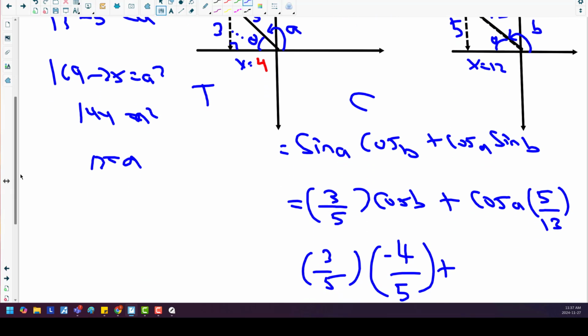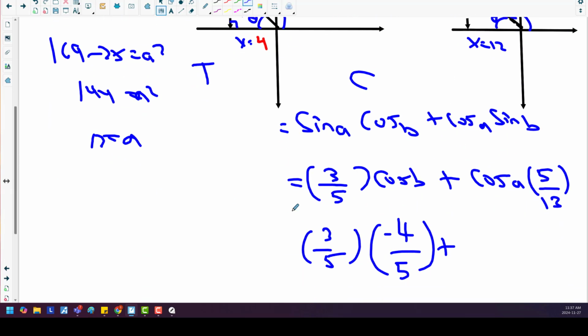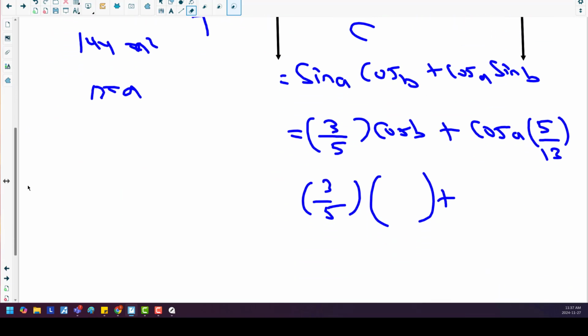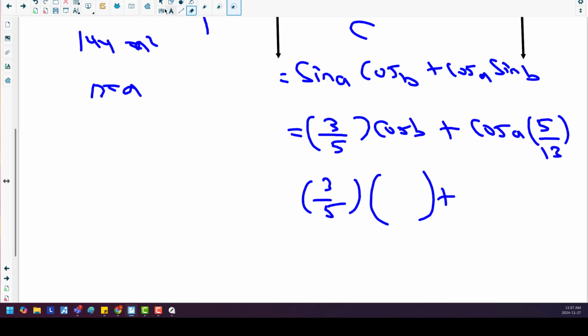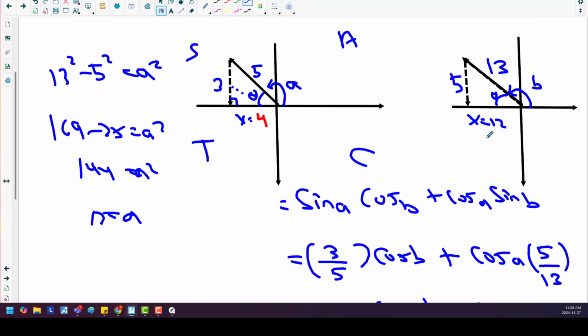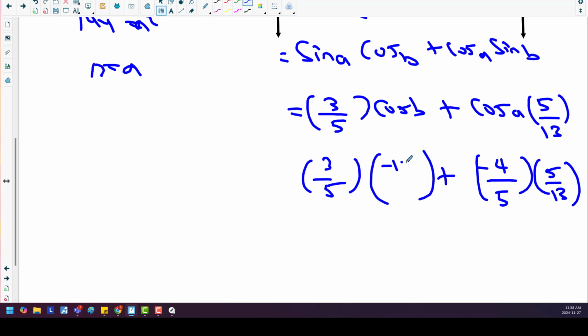Sorry, did I make a mistake? Yes, I did. I wrote cos A where I should have written cos B. This is why you label your angles. So A is here, so 4 over 5 is going to be here. Negative 4 over 5. And cos B is equal to adjacent, which is 12 over 13. But negative 12 over 13. Remember that, right?